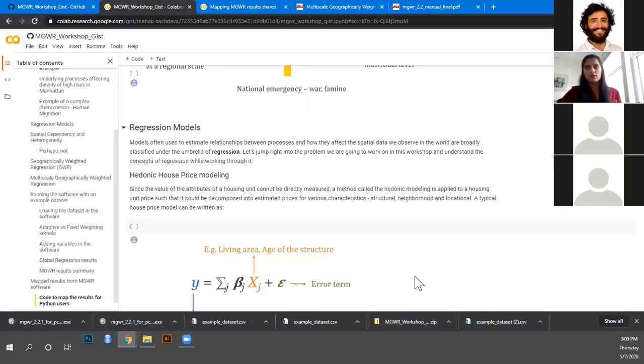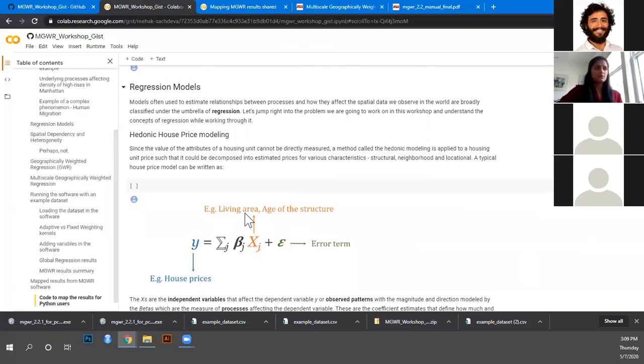So I'm just going to dive into the problem that we're going to be working on in the example data set, which is house price modeling. Regression models are often used in many fields, and hedonic house price modeling is just one example of it. This is an equation typically of how regression models function. This is the dependent variable, which is y. The x's are the independent variables, and this is an array, so you can have more than one. And beta is basically the measure of the association between independent and dependent variable.